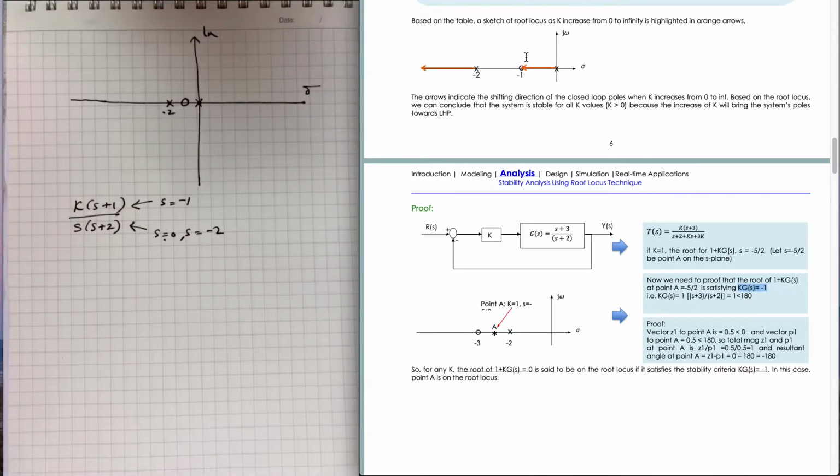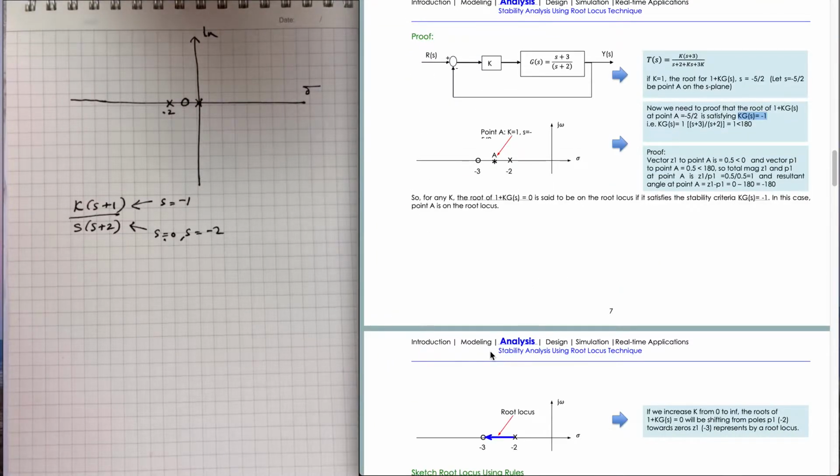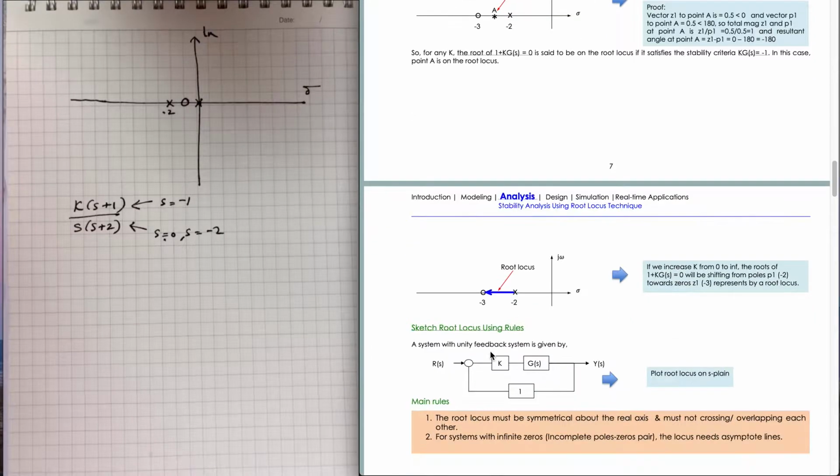That's important, right? If we pick any arbitrary point here and test it, and it does not satisfy this, that means the point is not on the root locus. Okay.